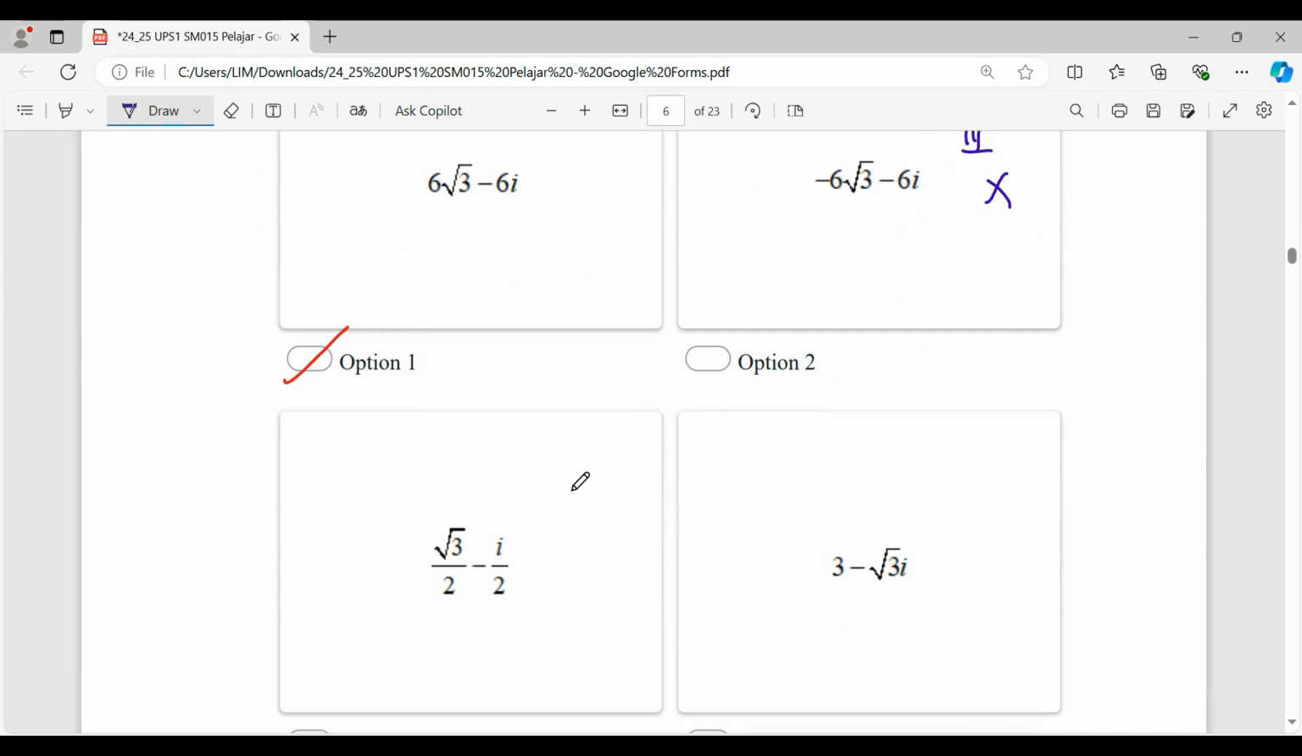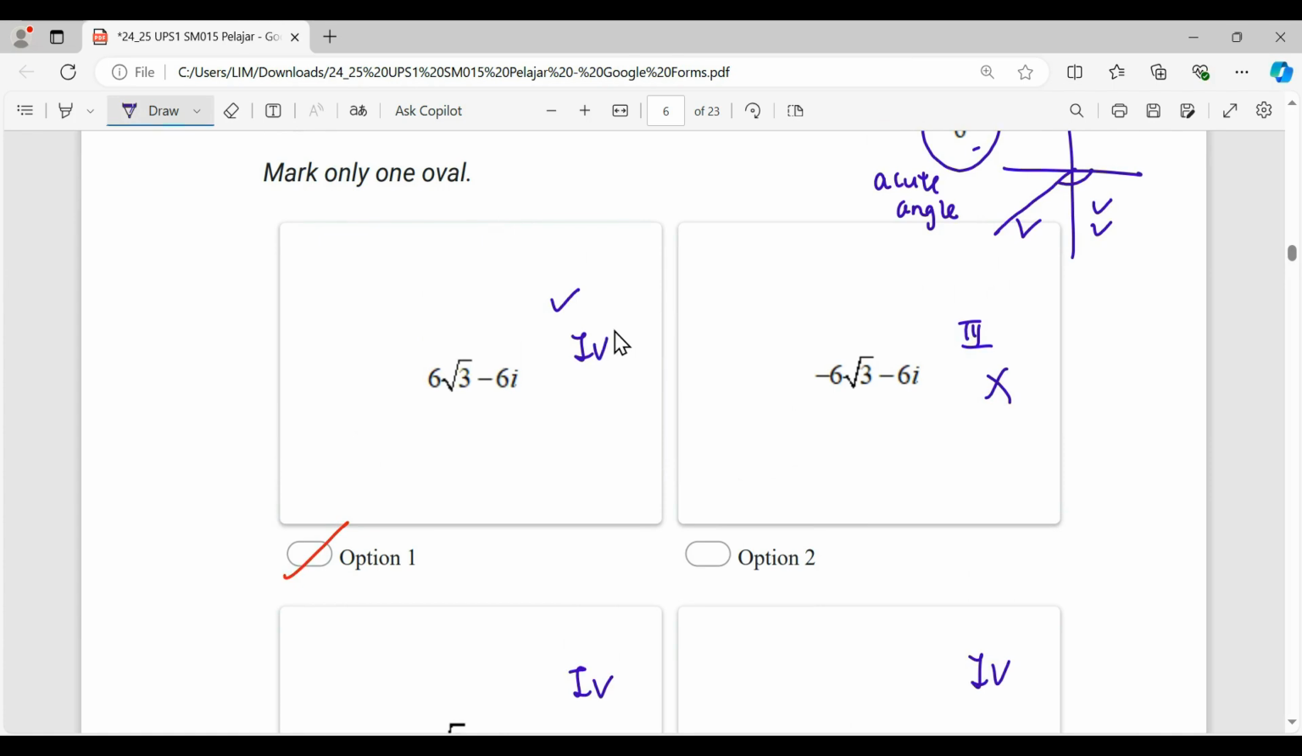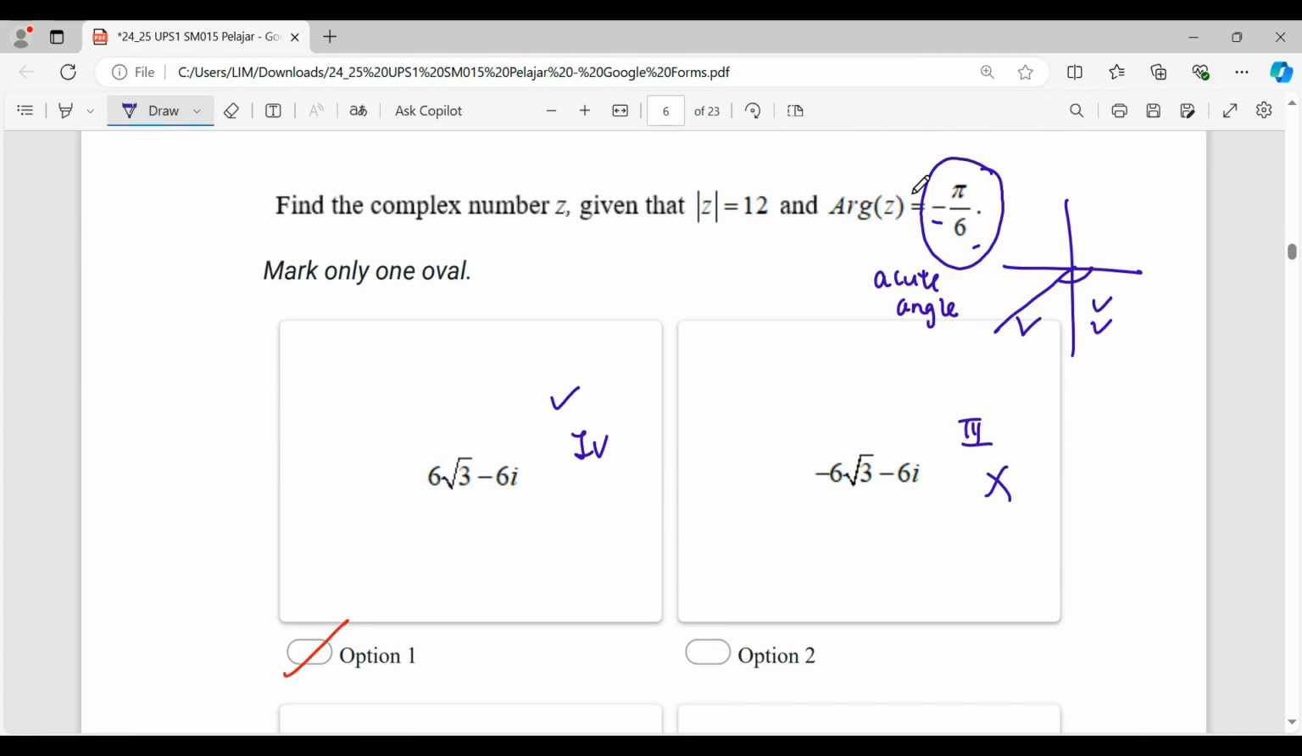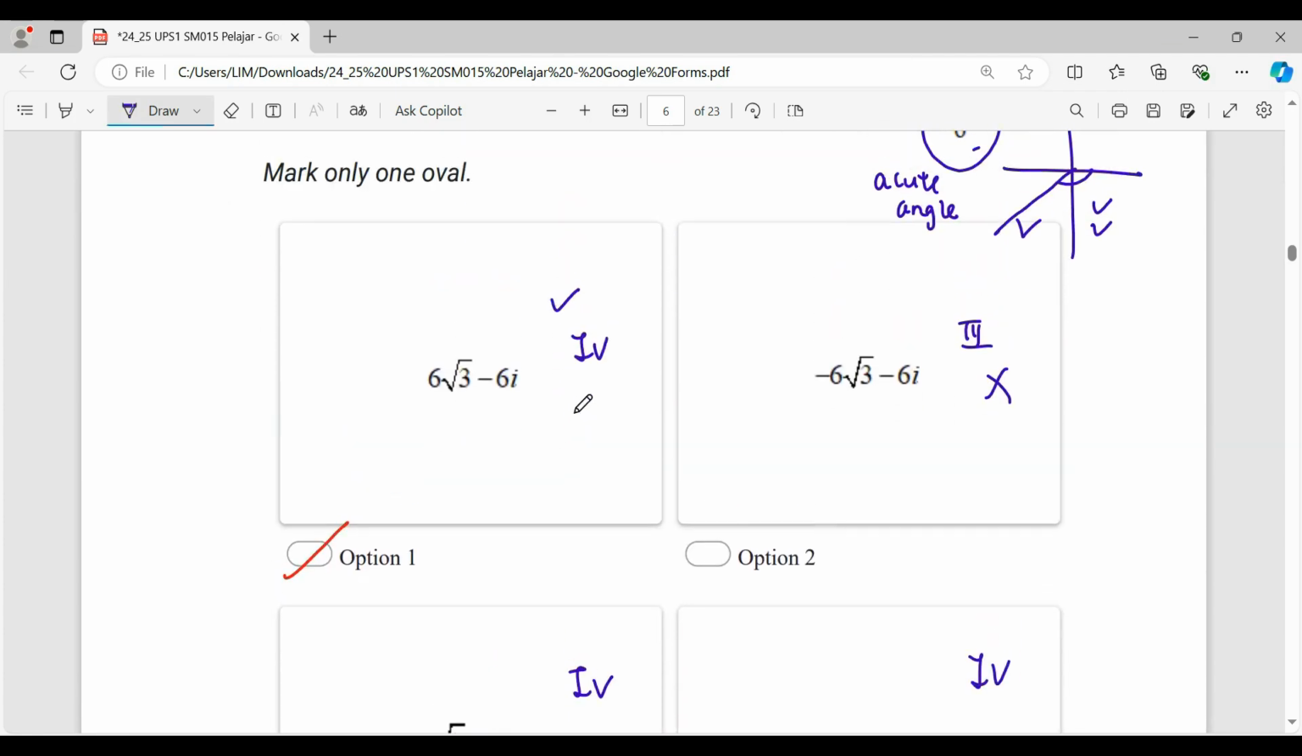This is positive and negative, this is quadrant 4. Then what we need to do is double check the modulus and the argument here. So we can use our calculator.